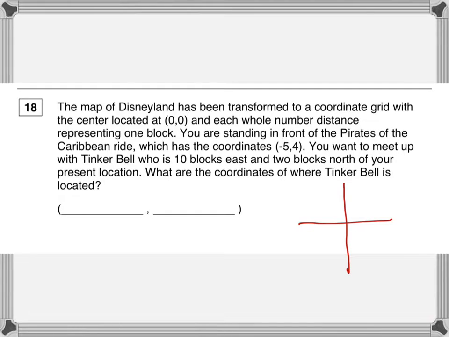So -5, then positive 4: 1, 2, 3, 4. So about there. Pirates of the Caribbean. You want to meet up with Tinkerbell, who is 10 blocks east.